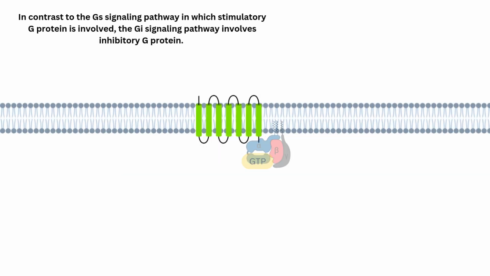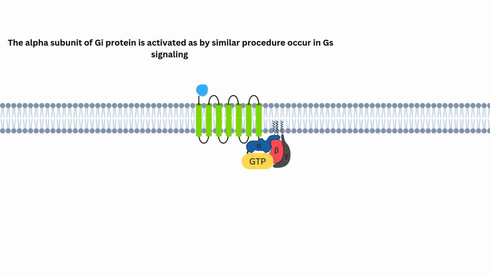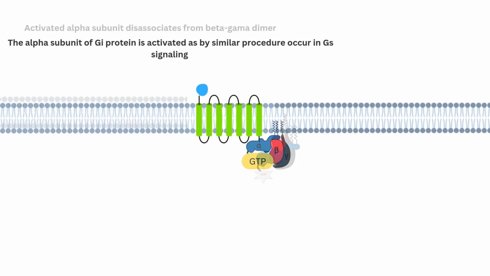In contrast to the GS signaling pathway, in which stimulatory G protein is involved, the GI signaling pathway involves inhibitory G protein. The alpha subunit of GI protein is activated by a procedure similar to that in GS signaling.